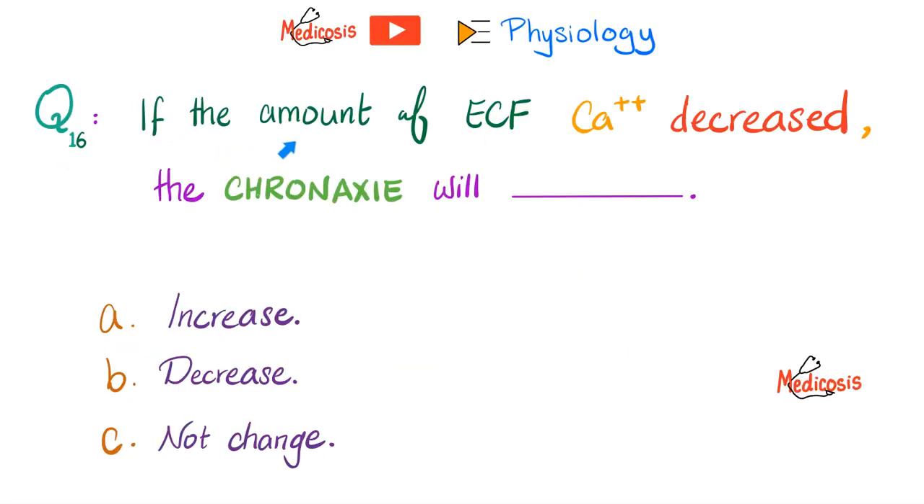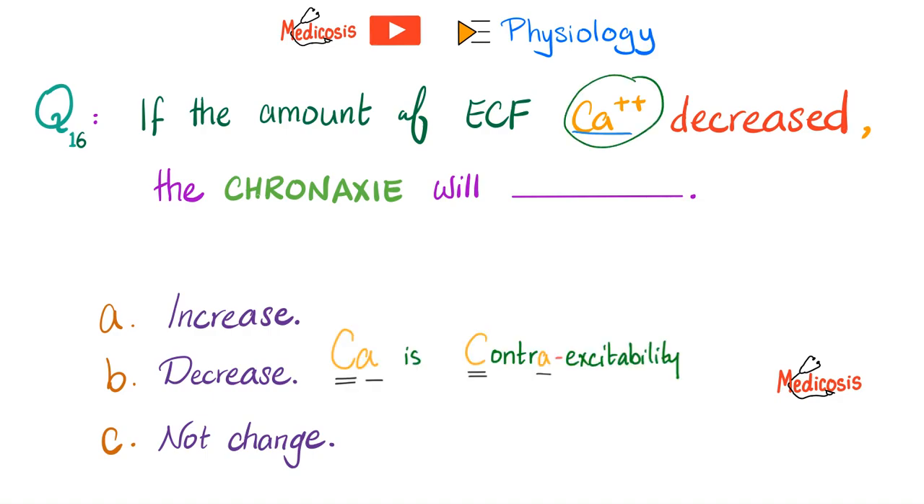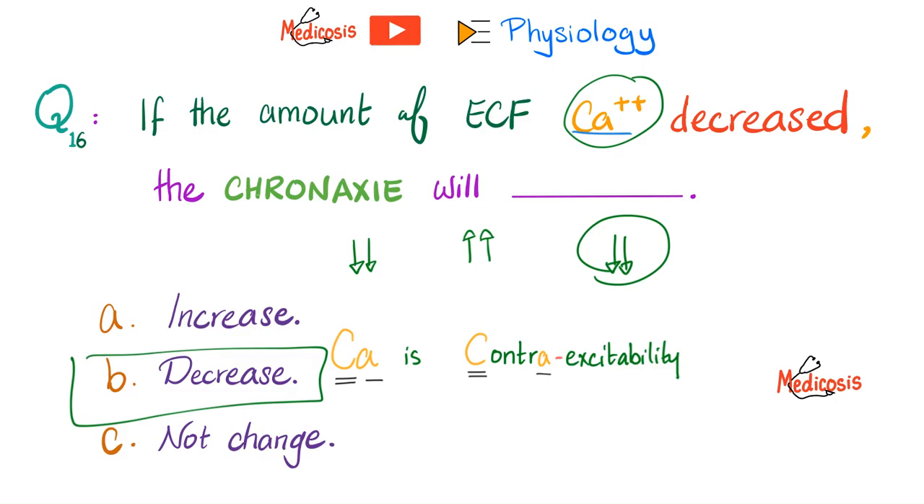Question 16. If the amount of ECF calcium decreased, the Chronaxie will... Well, let's talk about this. Calcium decreased. As I've told you gazillion times before, calcium is contra-excitability. When the calcium in the serum decreases, nerve excitability will increase. When the nerve excitability increases, the time needed to excite the nerve will decrease. So Chronaxie will go down. It's one of the most difficult questions. But hey, Medicosis, why is calcium contra-excitability? We'll talk about that later.